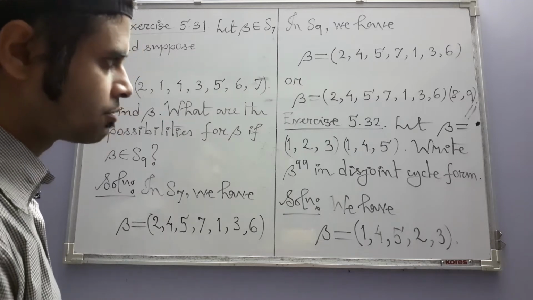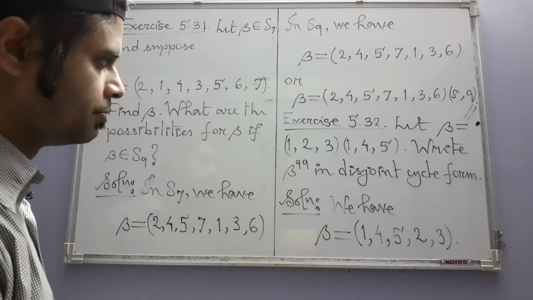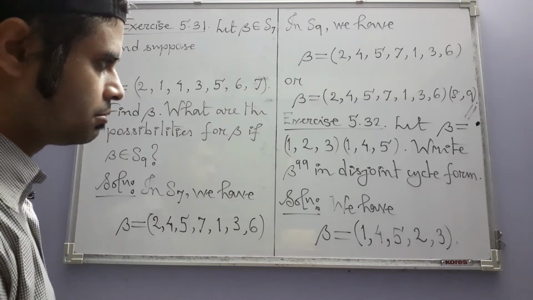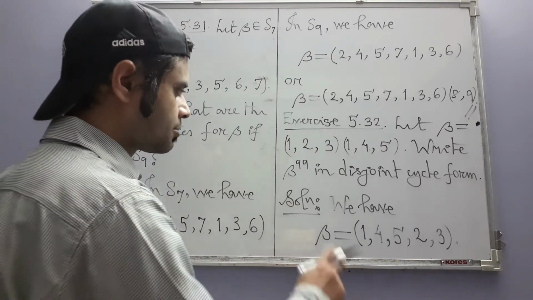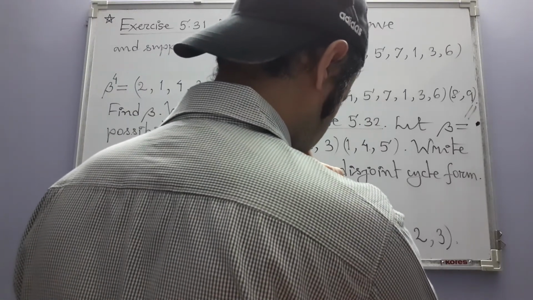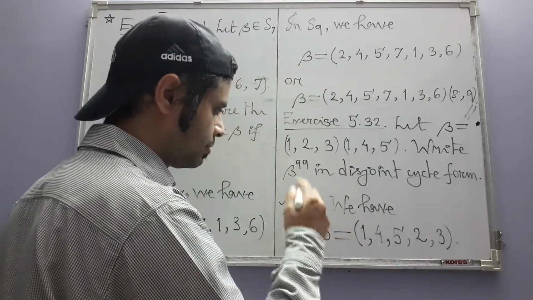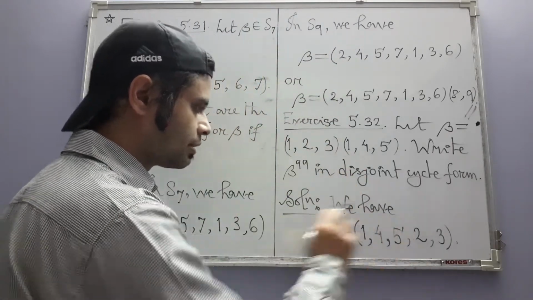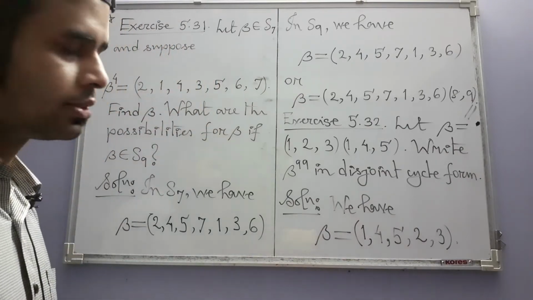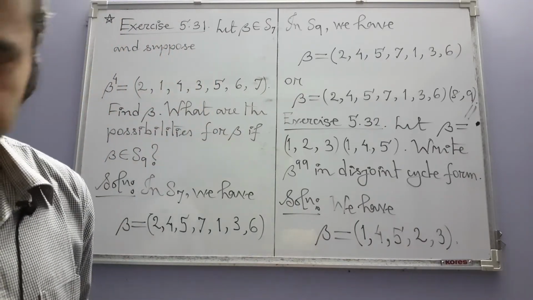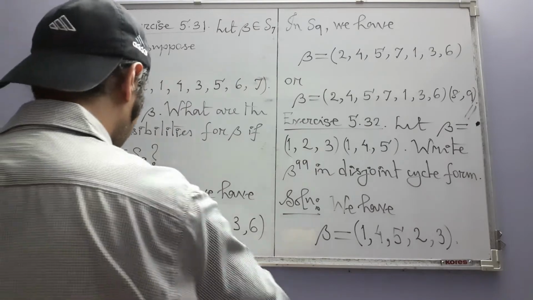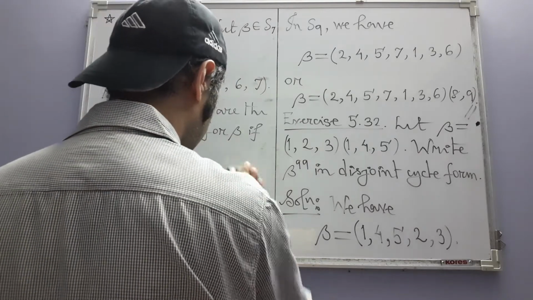Oh, so that means what I was saying initially now becomes useless, because we don't have to look at multiples of 3 but rather multiples of 5, because beta is a 5 cycle. Anyway, so let's see what happens now.